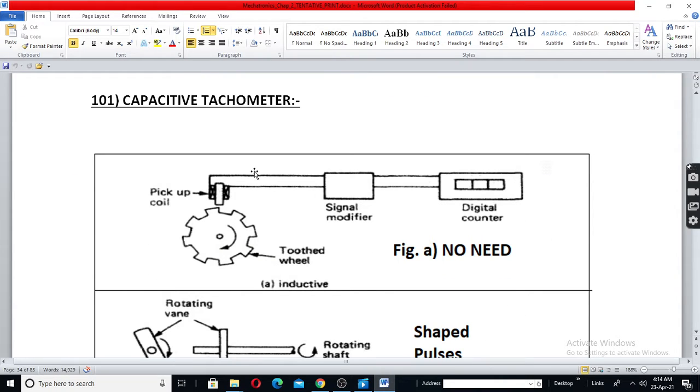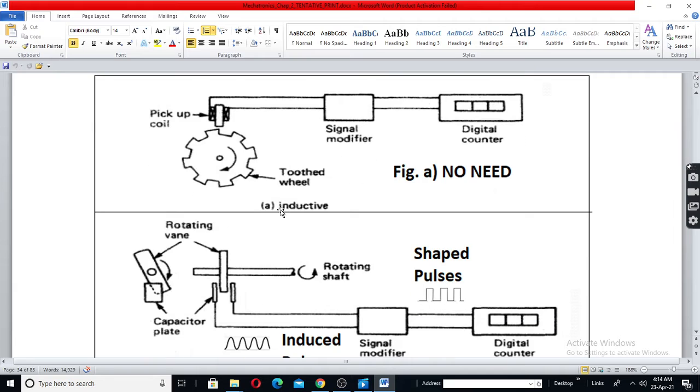See here, for example, a capacitive tachometer. It will be like this. Now this is the rotating shaft, which is connected to the motor or generator, whatever it is, a moving device. So this rotating shaft is like a vane. It is not circular. It is like a vane here.